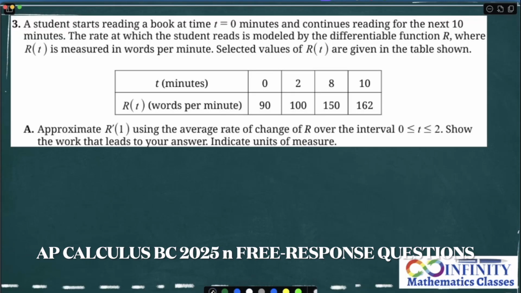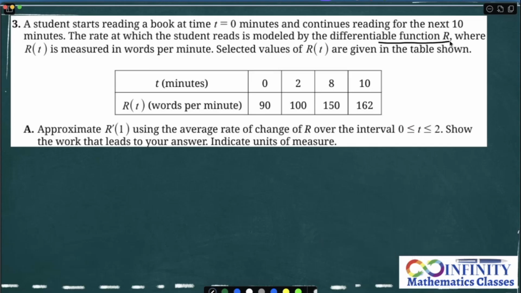A student starts reading a book at time t equals 0 minutes and continues reading for the next 10 minutes. The rate at which the student reads is modeled by the differentiable function r, where r of t is measured in words per minute. At time 0, it is 90 words per minute when he started. At 2, it is 100 words per minute. At 8 minutes, 150 words per minute. At 10, it is 162 per minute. That means it is increasing continuously.